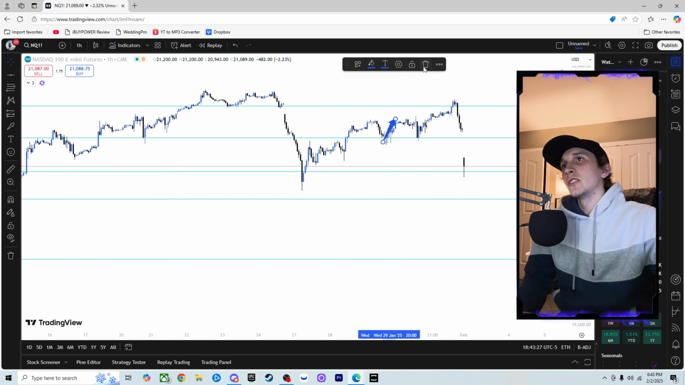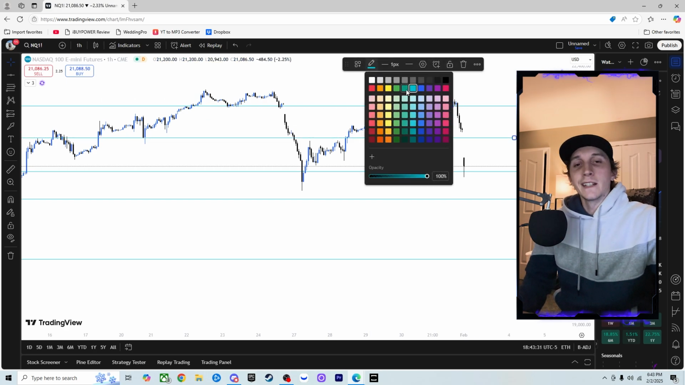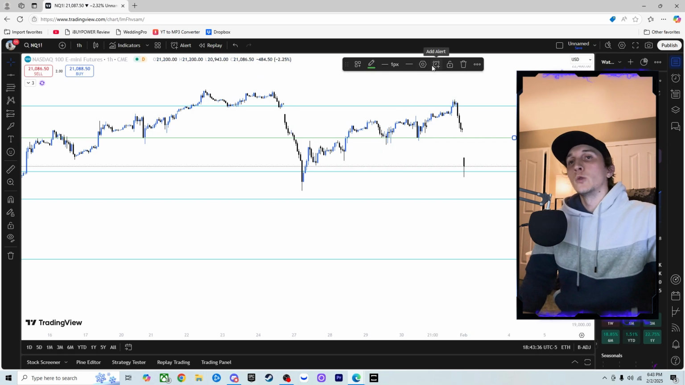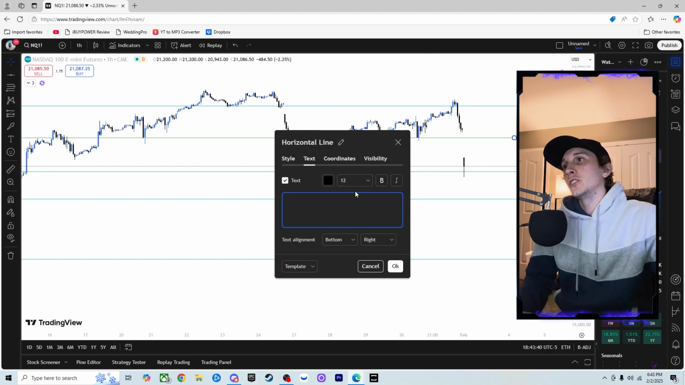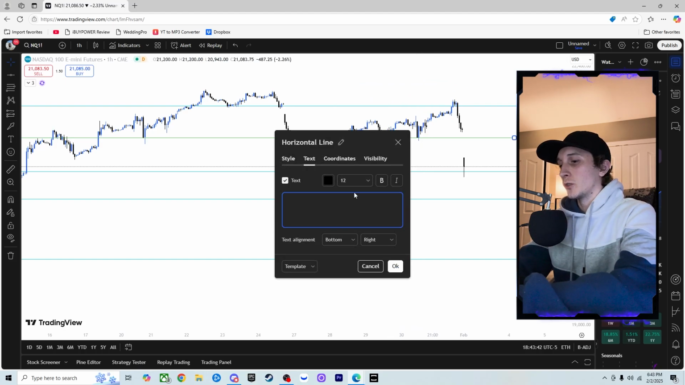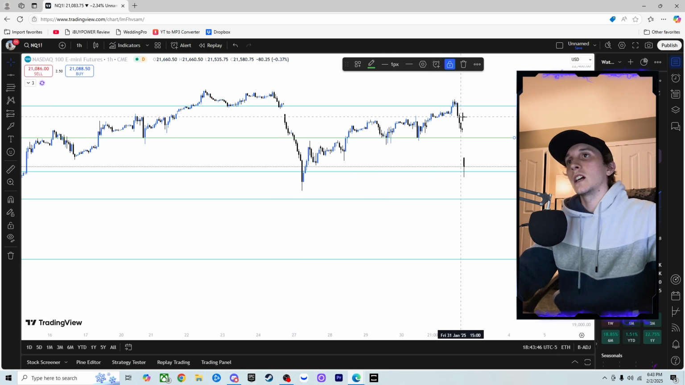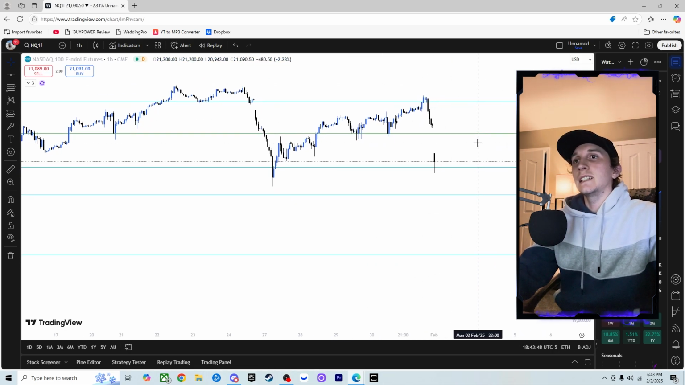So now with these levels, guys, if you would like to, you can color code them. You can change the color if you like. If you want to put your hourlies as green, your 4 hours as blue, your dailies as purple, whatever works for you at the end of the day is what you should do. So I'm going to label this as hourly key level. I hit OK, and we're going to lock that one in. So we have an hourly key level.